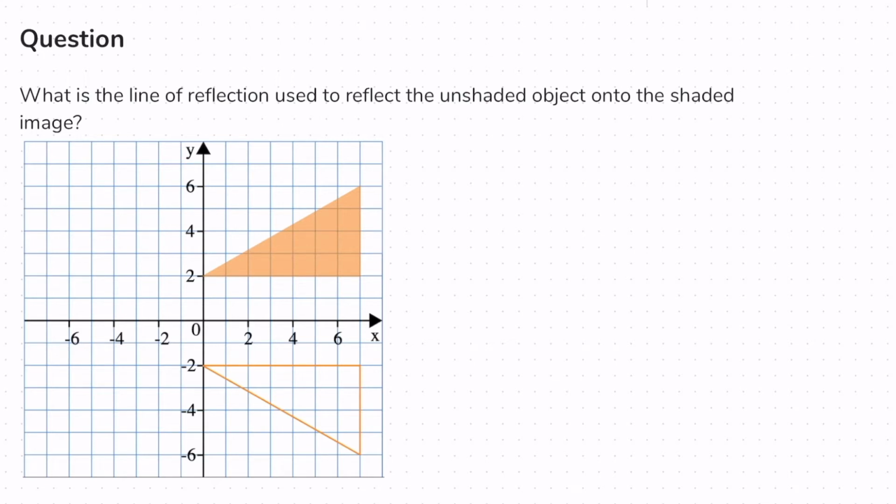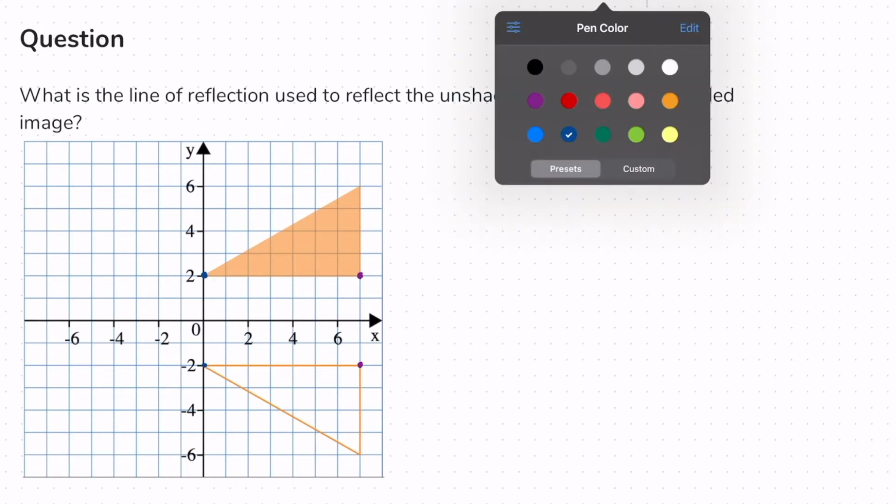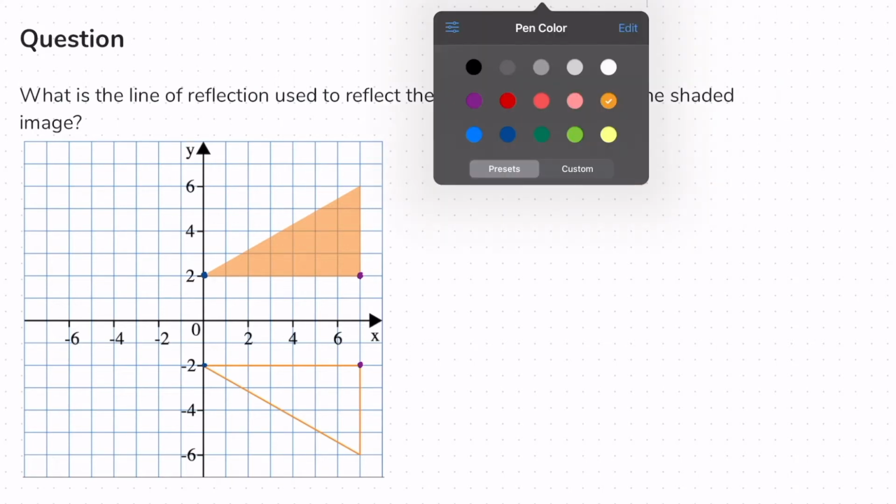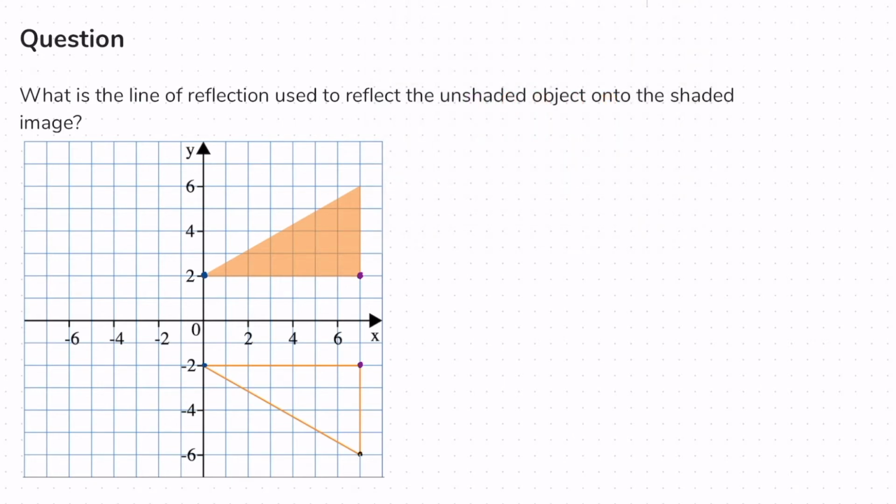Now this question is asking us to find the line of reflection, which is being used to reflect the unshaded object onto the shaded. So we're going from here to here. Now the way I'm going to do this is I'm going to look at the similar points, right? So what is this point in the new object? Well, it's here. What's this point? Well, it's here. And finally, let's use a different color. Let's go with black. This point, well, that shoots over there.